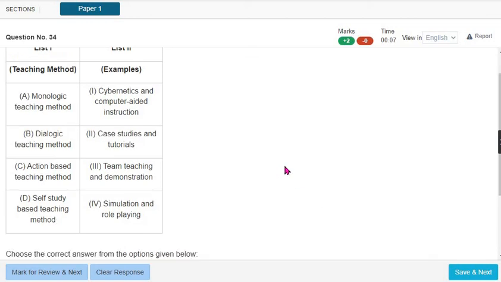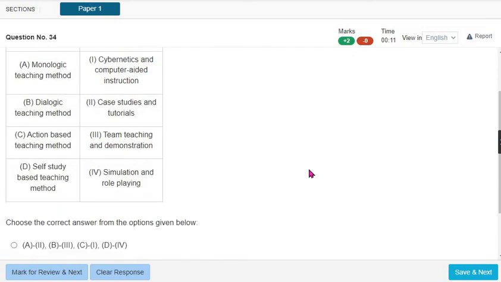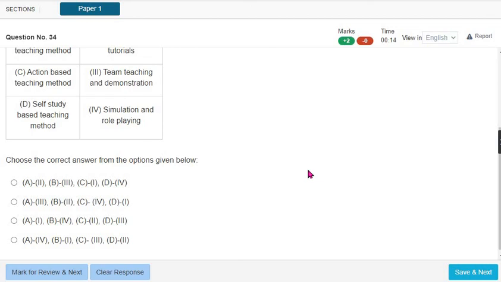Monologic teaching method, dialogic teaching method, action-based teaching method, self-study teaching method. So the answer is A, B, 4 and I.